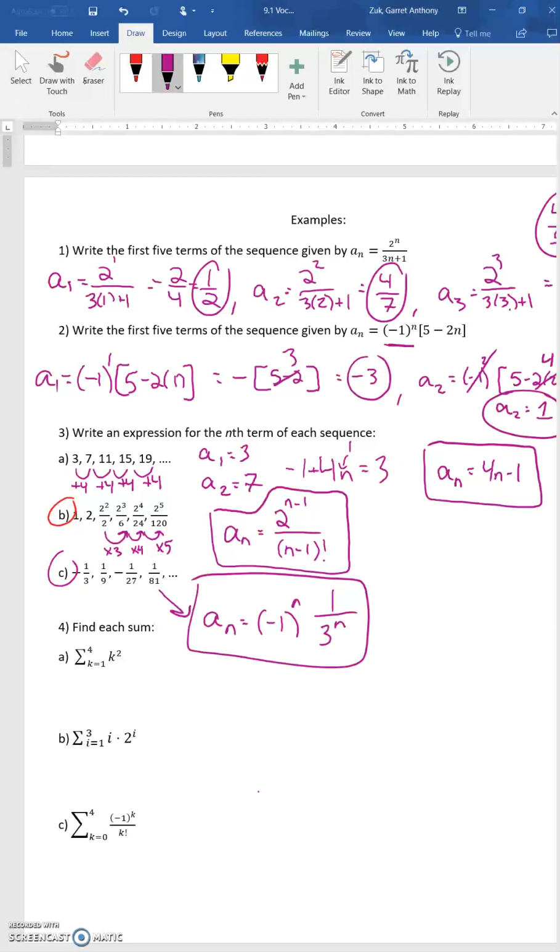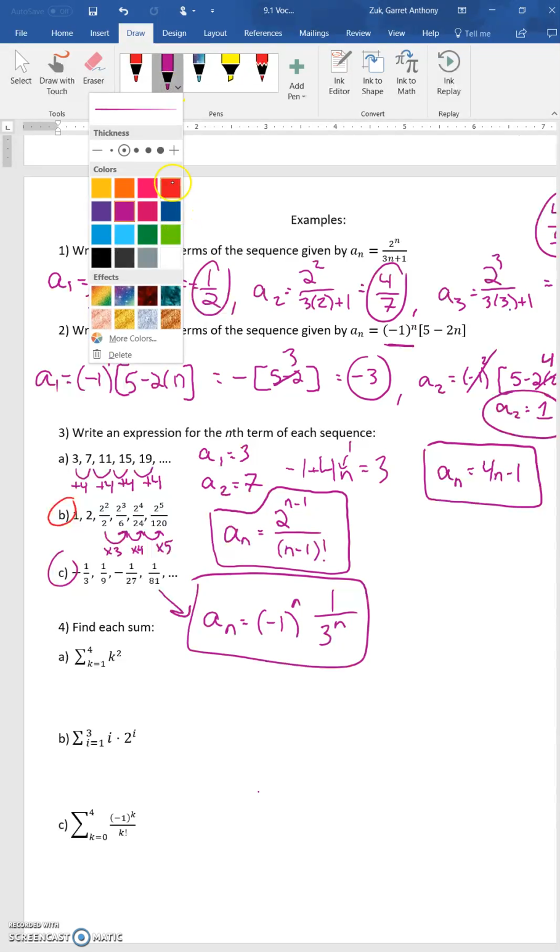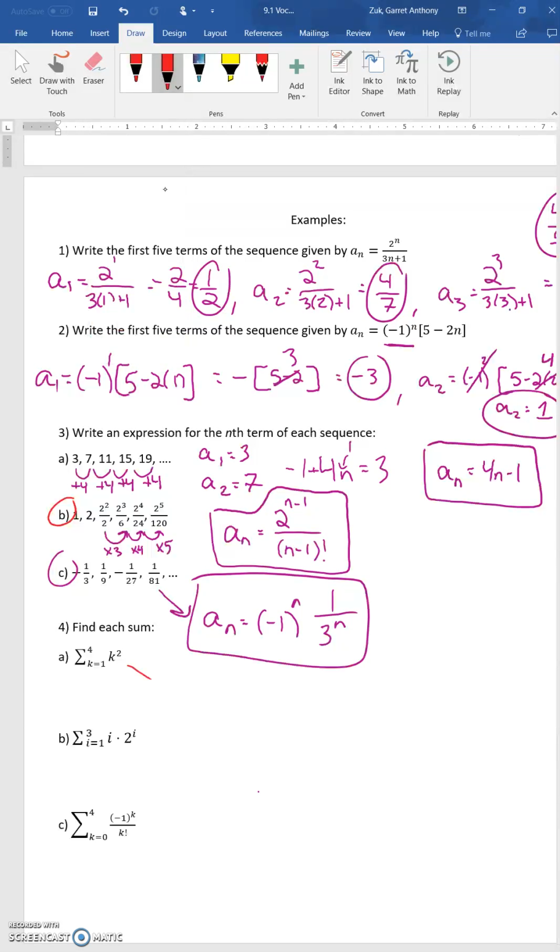Okay, so that's enough with sequences. Let's go ahead and jump into series here. We'll change colors. We'll go red. So let's go ahead and do this first one. Again, I would just recommend writing these out.